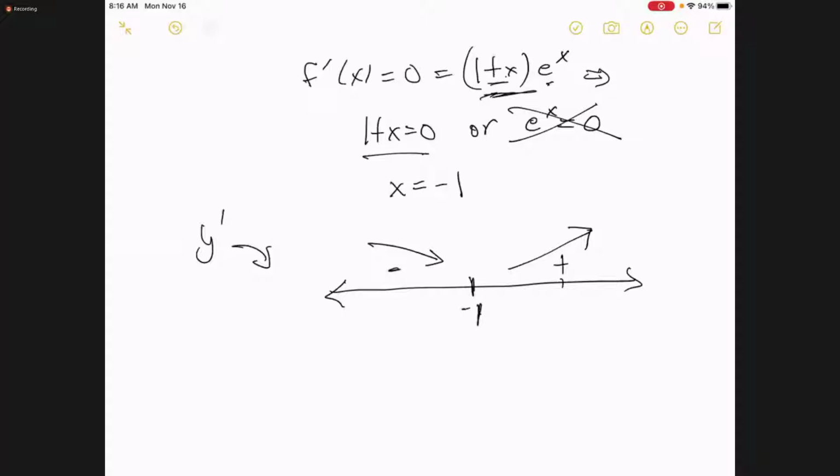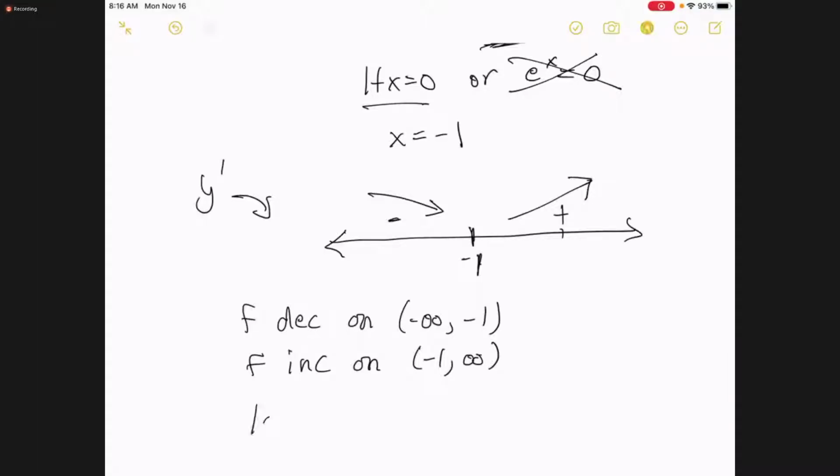Okay, so let's see. That means that f decreases on minus infinity to minus 1, it increases on minus 1 to infinity, and we have a local minimum, which would be f of minus 1, which would be minus 1 times e to the minus 1.